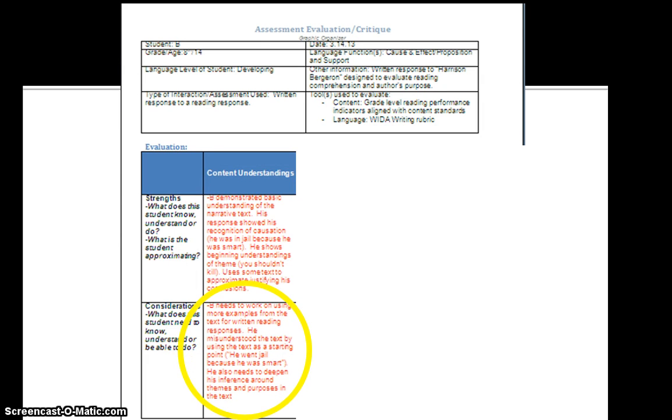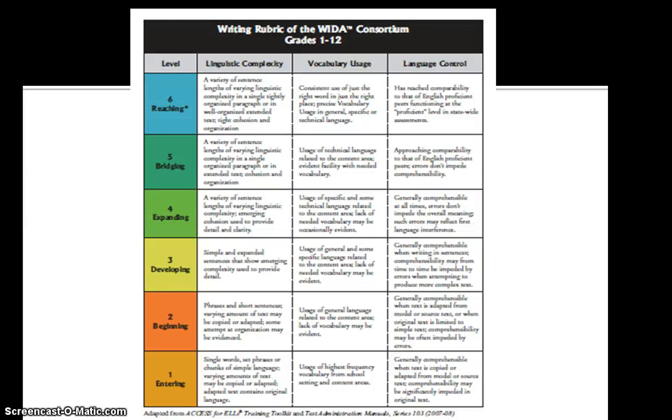Some next steps for his content understanding are to work on using more examples from the text for his written reading responses. He also misunderstood the text by using the text just only as a starting point. He needed to pick other key pieces to elaborate better. He needs to deepen his inferential understanding around themes or purposes in text.